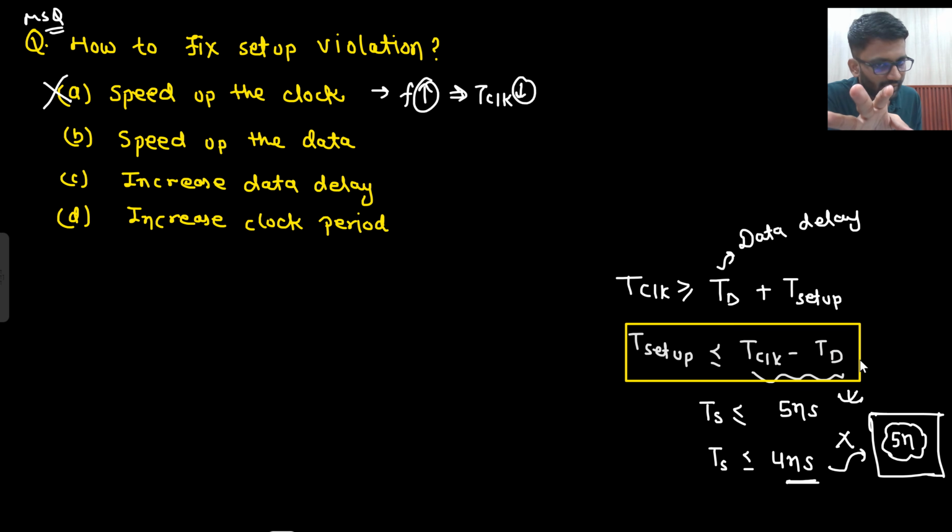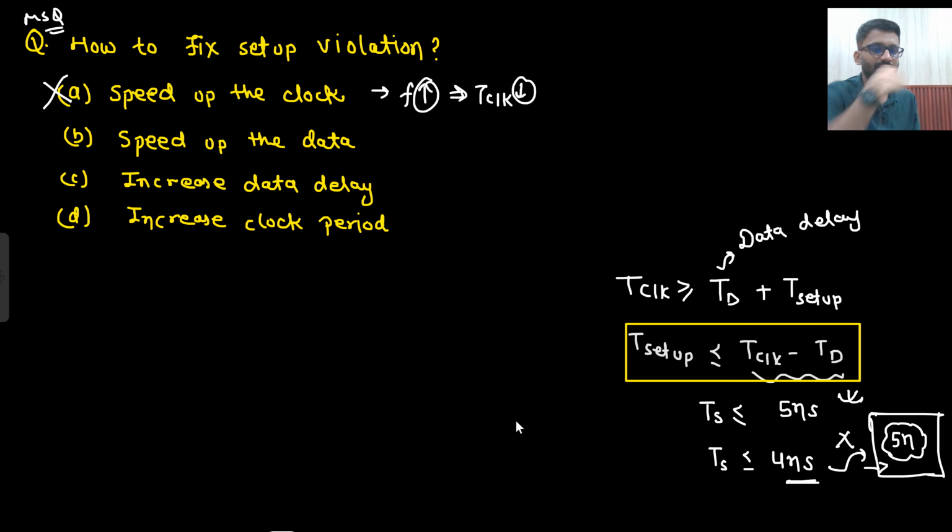Now, initially this value was 5 nanosecond. I am assuming any initial value. This was 5 nanosecond, T clock minus TD. So I designed my flip flop with 5 nanosecond of setup time. But when I speed up the clock, what will happen? This T clock will go down. If this T clock is going down, then this value is going down. So now my flop is saying that your setup time maximum can be 4 nanosecond, but you designed it for 5 nanosecond. You increased the problem, no? First 5 nanosecond was good enough for you, but now they are saying that maximum you can apply is 4 nanosecond. So that is not acceptable. So this is not a correct option.